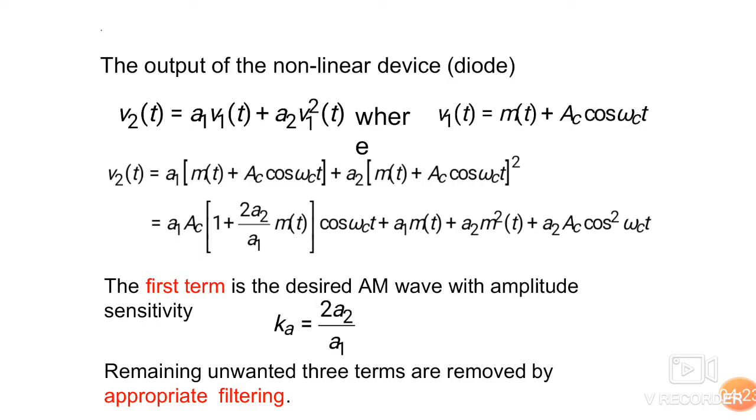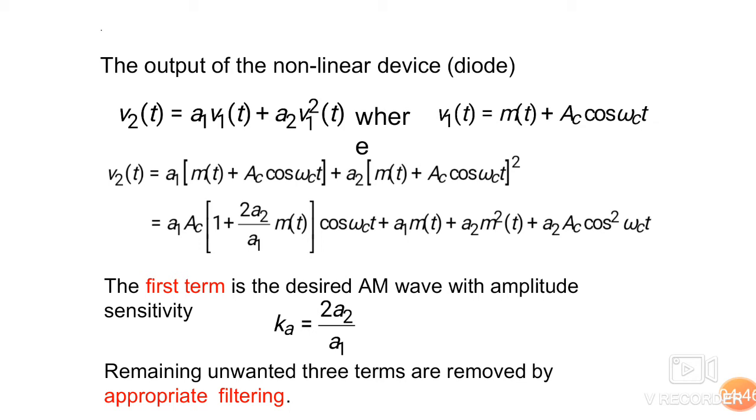So by using this equation we can write the output as E2 of t or V2 of t, which is the first term plus the second term. The first term is as it is, and for the second term we have the square term.